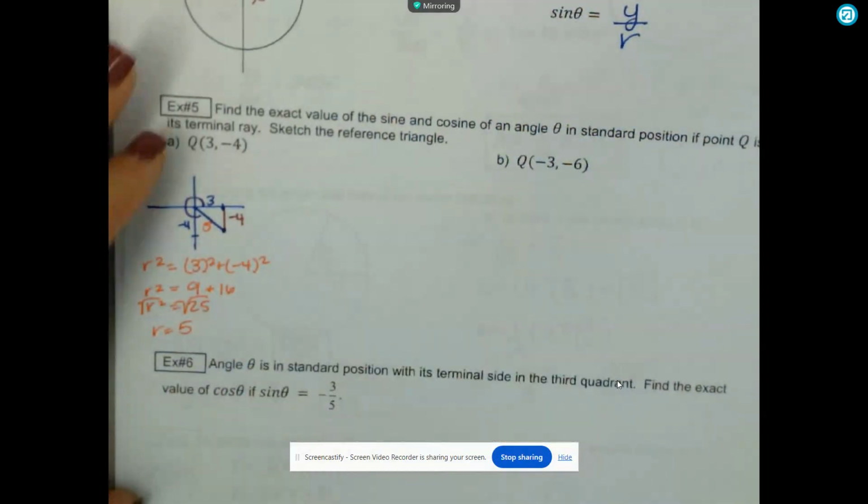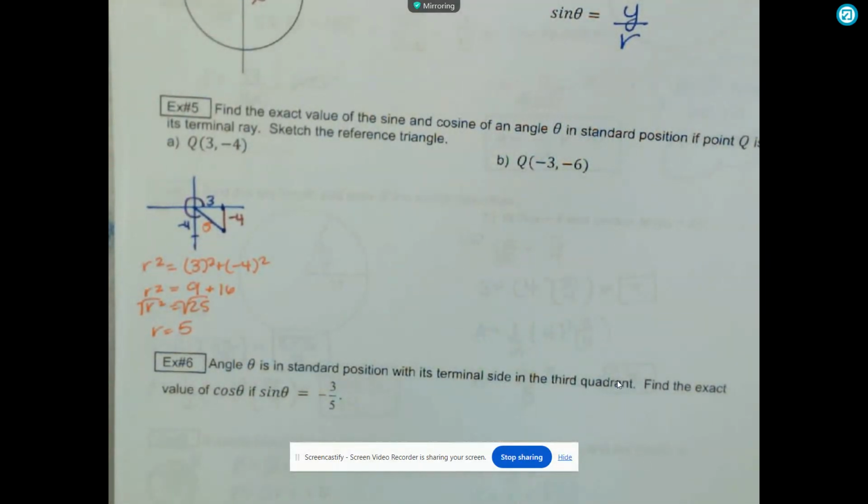Okay, your hypotenuse is 5. Will your hypotenuse ever be negative? No, because you're squaring a number and adding it. Does everybody follow? So that's not going to be negative. So our hypotenuse will be positive in all quadrants, okay?